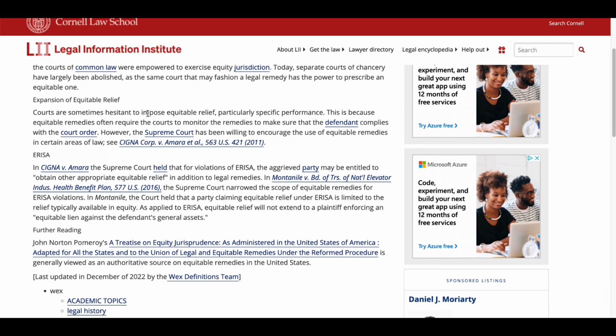Courts are hesitant to impose equitable relief, particularly specific performance. This is because equitable remedies often require the courts to monitor the remedies to make sure that the defendant complies with the court order. However, the Supreme Court has been willing to encourage the use of equitable remedies in certain areas of law.